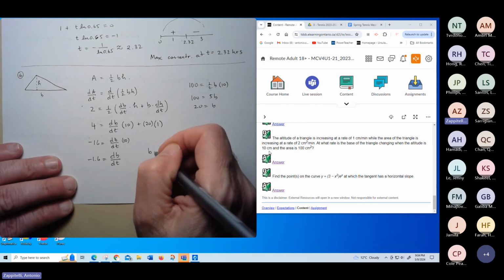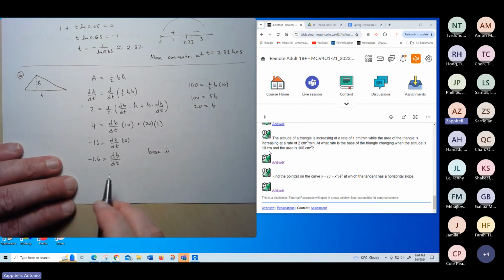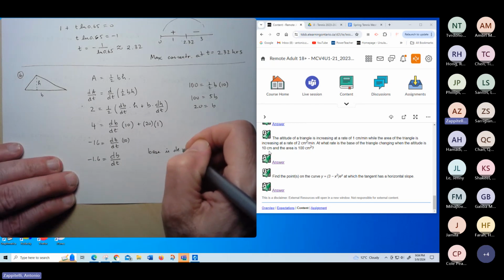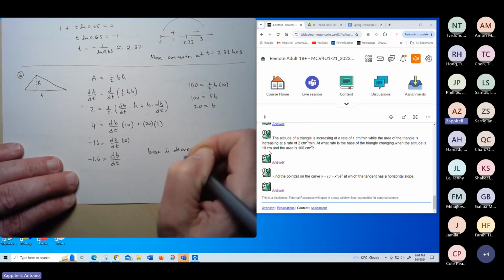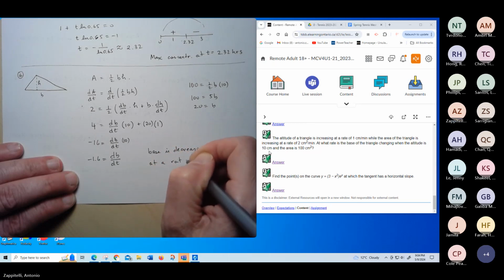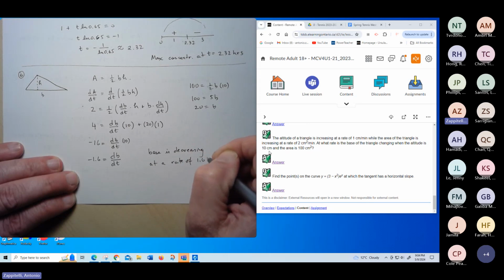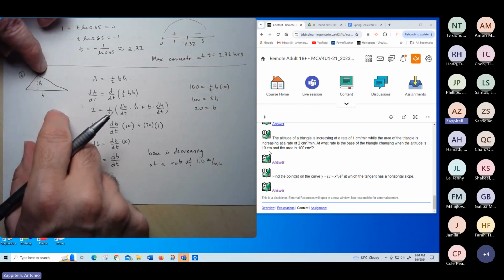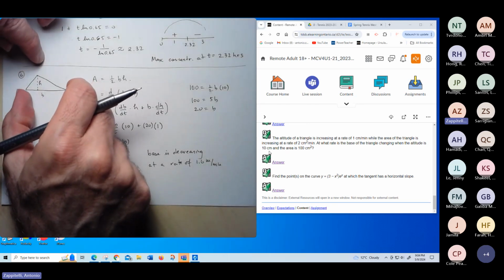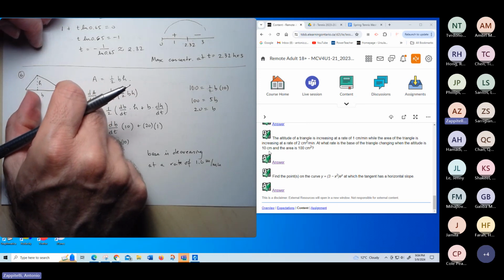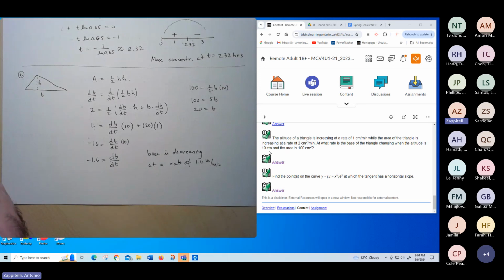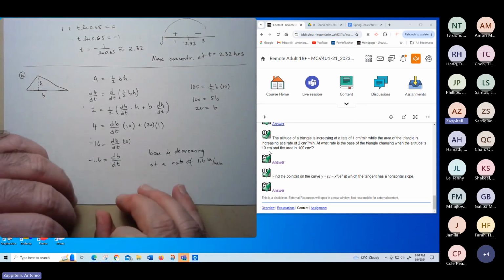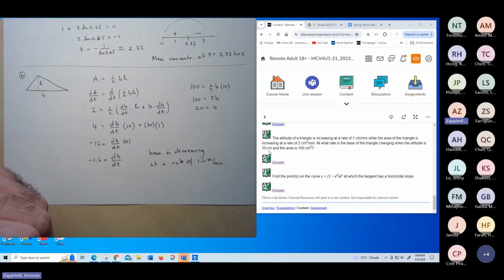Okay, so that's telling you that the base is, and this is where you have to be careful, it's negative, so it's decreasing at a rate of 1.6 meters per minute. So here the height is increasing, the area is increasing, but as the height increases, it looks like the base is decreasing. This is a pretty interesting question. This, I would say, is probably a thinking type question because it's got a lot of moving parts to it. Anybody have any questions on this one?